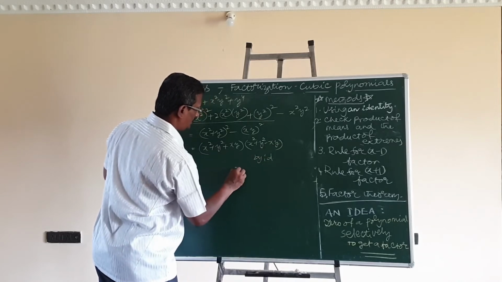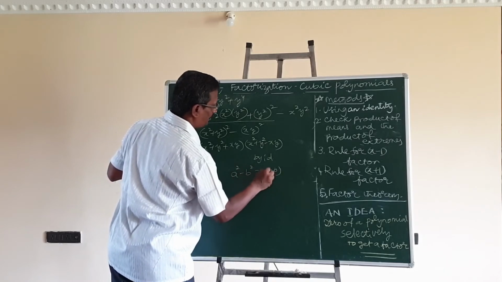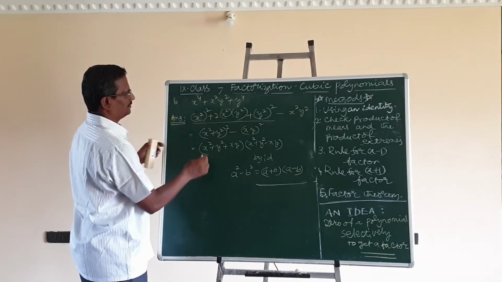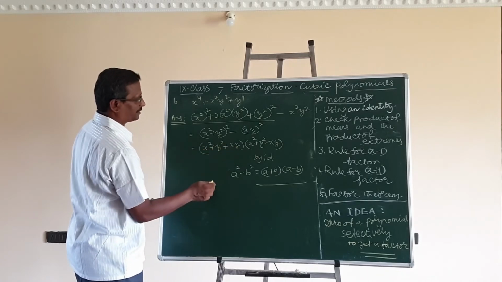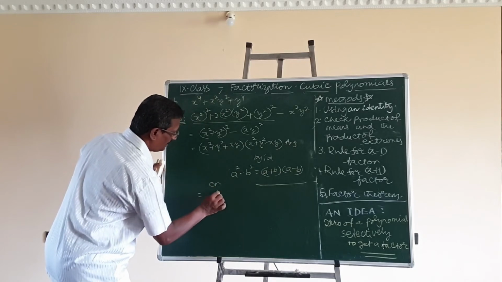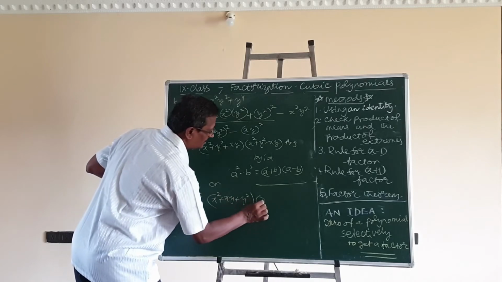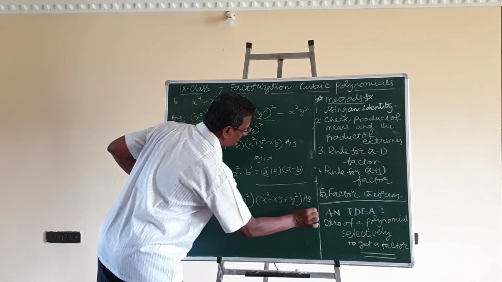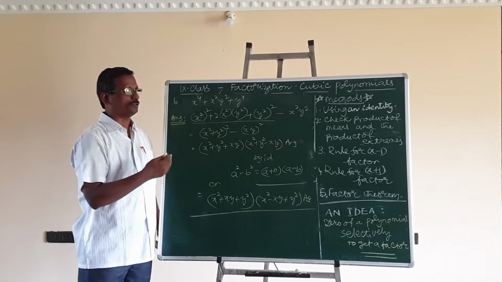By the identity a square minus b square is equal to a plus b into a minus b. So this is how we rewrite the factors, in the form of x square plus xy plus y square, or else you can say this as the answer, x square plus xy plus y square into x square minus xy plus y square, this as the answer. Now we will go for the next question, or we can say the last question.